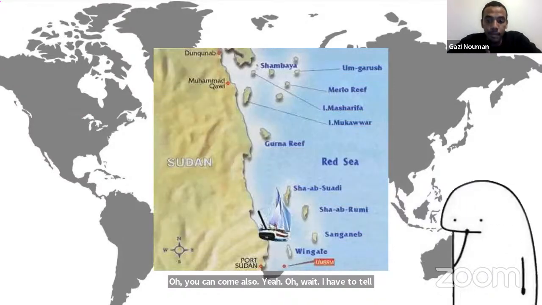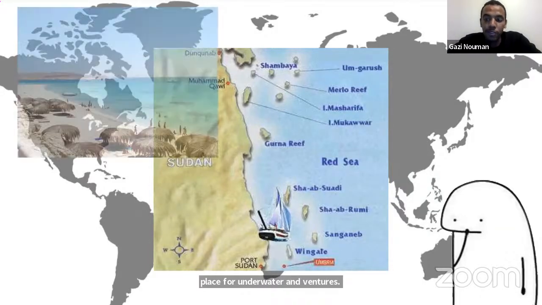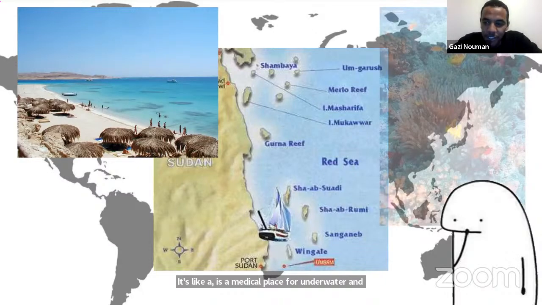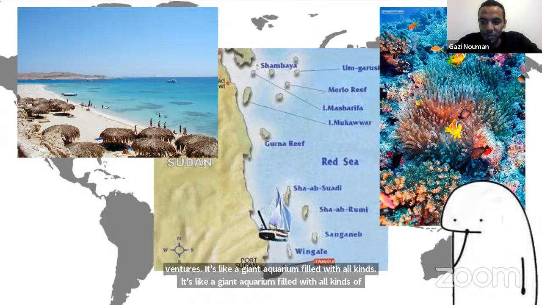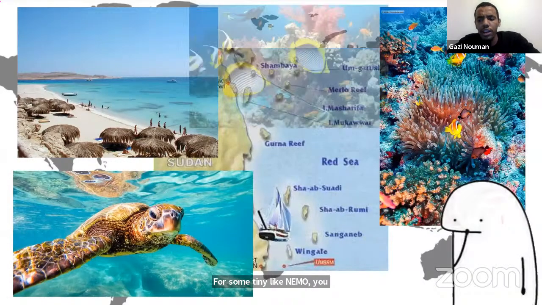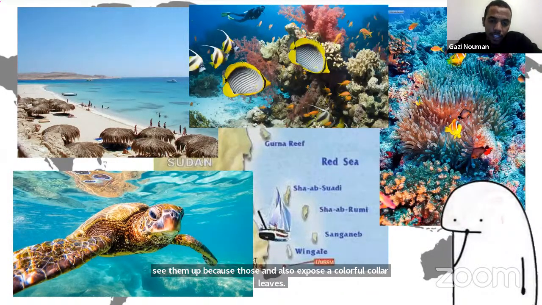The Red Sea is a magical place for underwater adventures. It's like a giant aquarium filled with all kinds of fish, from tiny clownfish like Nemo. You know, you watched the Finding Nemo movie, and sharks and turtles. You can go diving to see them up close and also explore the colorful coral reefs. The Red Sea is known for its diverse marine life.